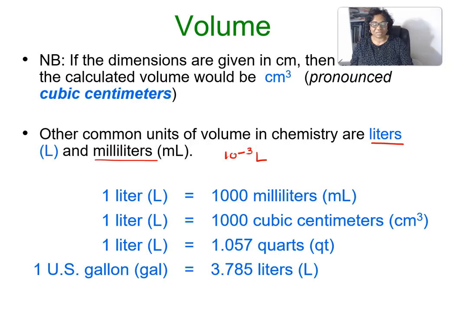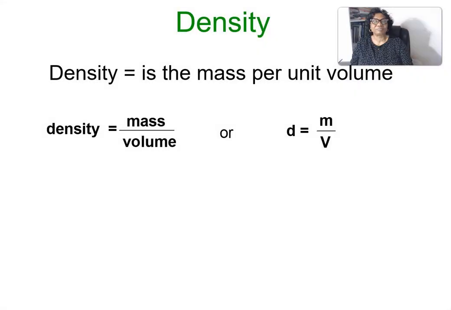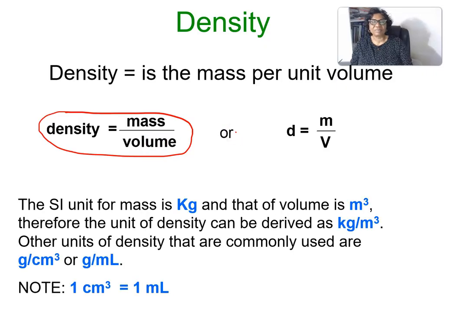The other derived unit is density. Density is the mass of a substance divided by volume. It's a derived unit. See, we have mass and we have volume. The SI unit for mass is kilogram, and the SI unit for volume is cubic meters. So the unit for density is kilograms per cubic meter. But we can use other units, grams per cubic centimeter or grams per milliliter. But note, 1 cubic centimeter equals 1 milliliter.